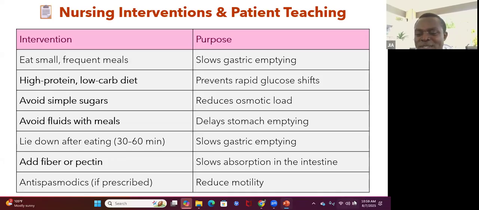So with a diet, small but frequent foods. The reason for this is what? It's to slow gastric emptying. Okay.